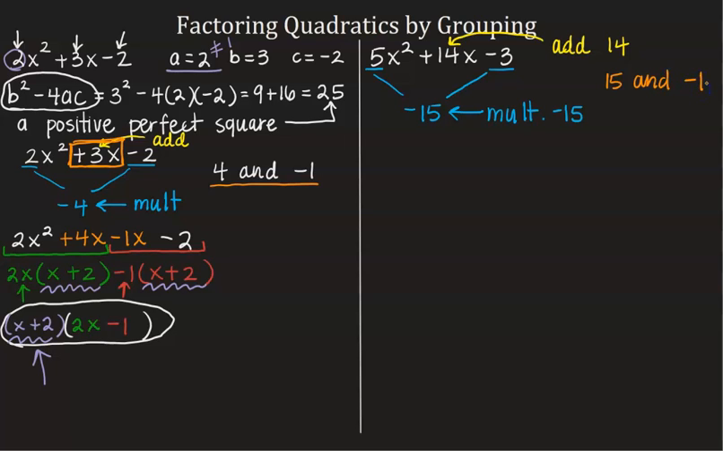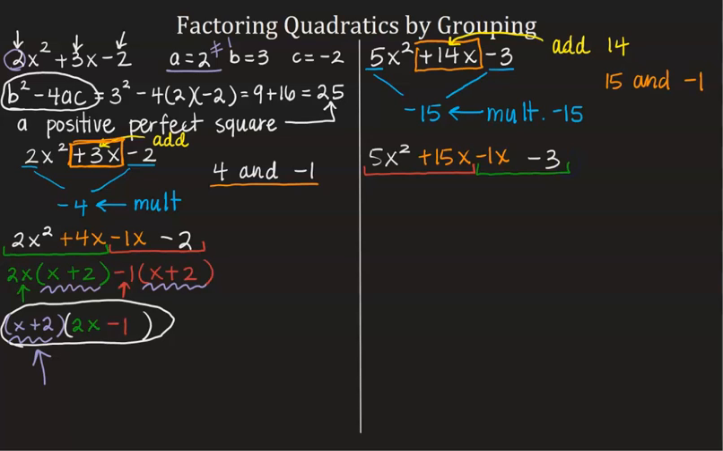So I'm going to use a positive 15 and a negative 1 to rewrite this positive 14x term that we have in the middle. I'm going to keep the 5x squared term the same, and I'm also going to keep the negative 3 at the end the same, but I'm going to replace the plus 14x with the plus 15x minus 1x. And now I'm ready to create my two groups. My first group comes from the first two terms, and my second group comes from the second two terms.